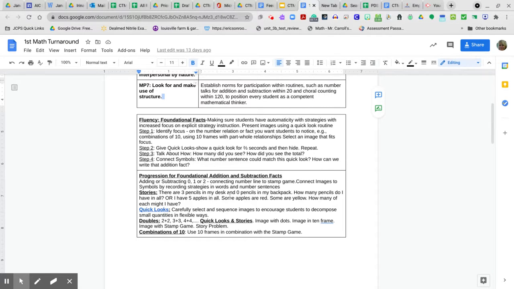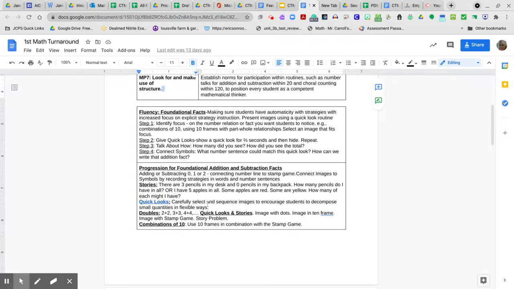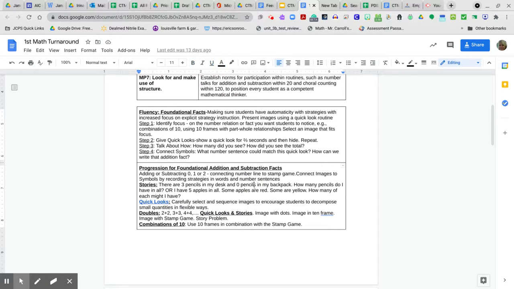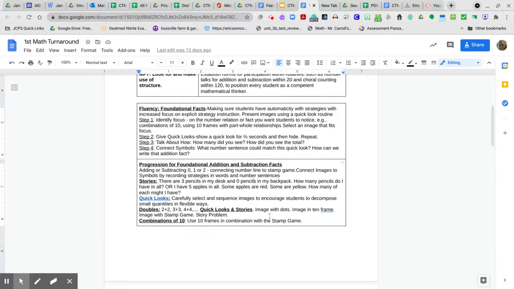those scenarios. Quick looks, carefully select and sequence. Again, I link in here so you can go and get those first grade quick looks to use. Doubles: 2 plus 2, 3 plus 3, 4 plus 4, and so forth. Quick looks and stories: image with dots, image in a 10 frame, image with the stamp game, story problem. So you're really varying it up.